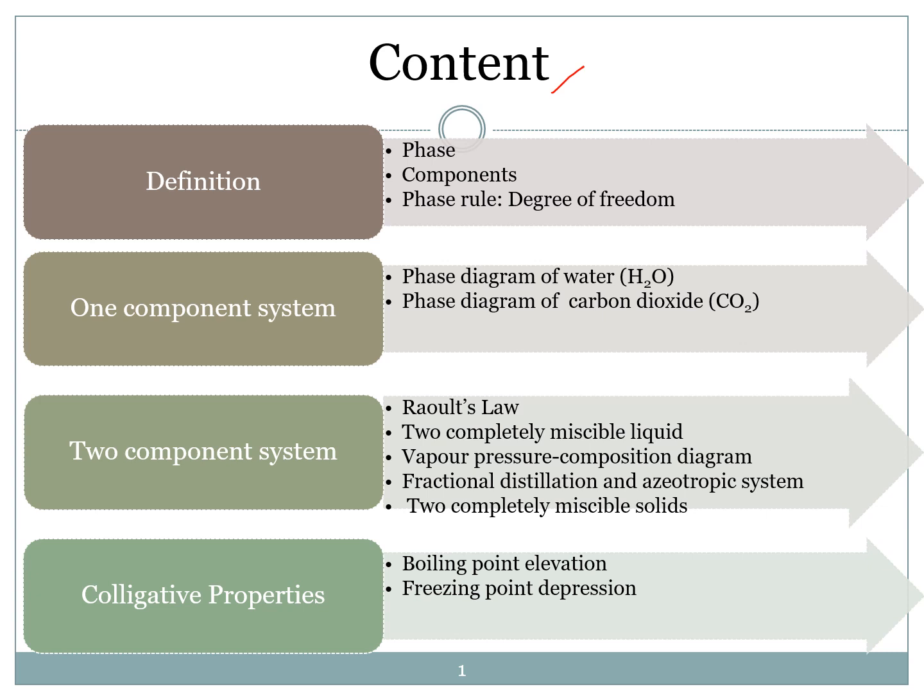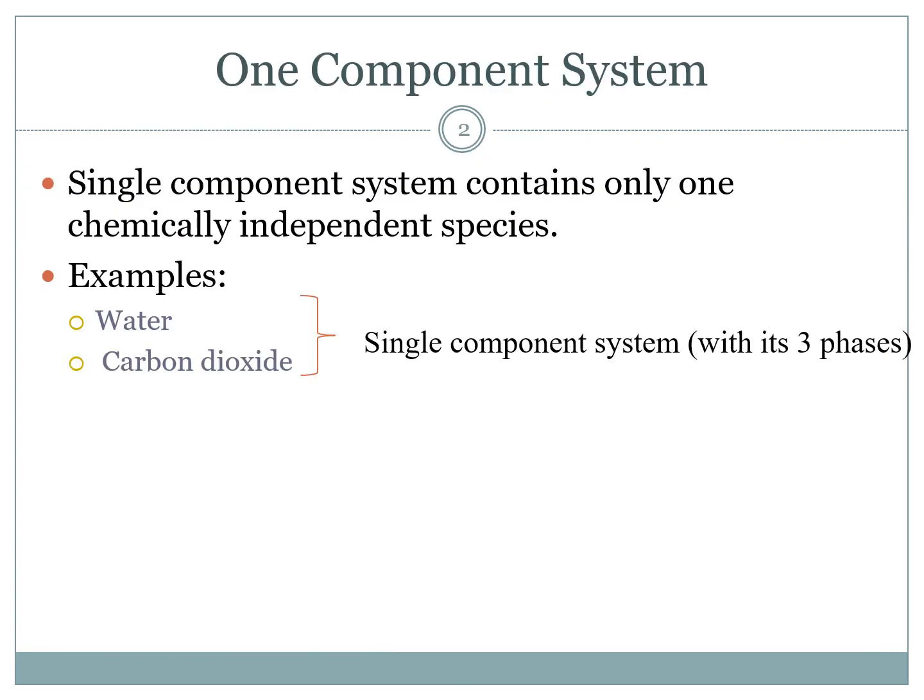In this video, we're going to have a look at one component system, the phase diagram of water and the phase diagram of carbon dioxide. A one component system is a single component system that contains only one chemically independent species, maknanya dia ada one substance in the system. Example, water and carbon dioxide. It is a single component system which has three phases: solid, liquid, and vapor.